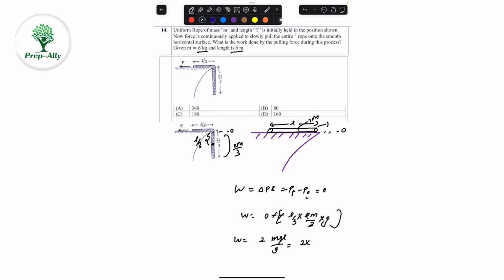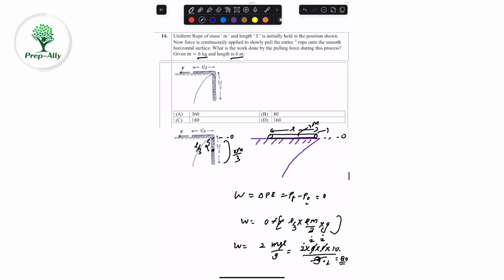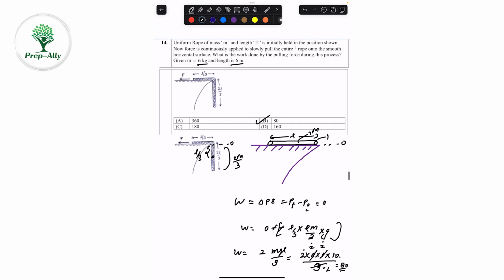Now value of m is 6 and L is also 6. So we got 2 into 6 into 6 into 10 divided by 9. From here 3 goes 2, 3 goes 2, and then 3 into 3, 9 goes 1. So we got 2 into 2 into 2, which is 8 into 10, which is 80. So the work done by force will be equal to 80 joules. So D will be the answer, and this is how you can solve these types of questions.